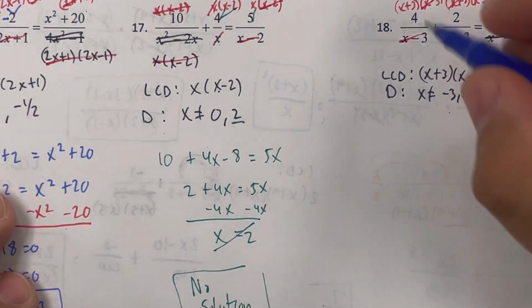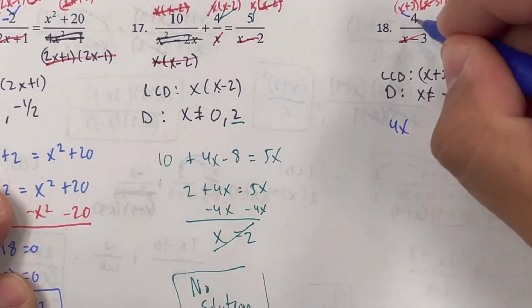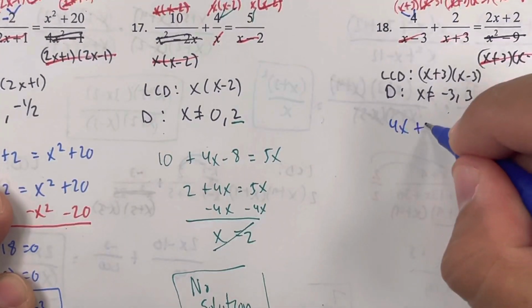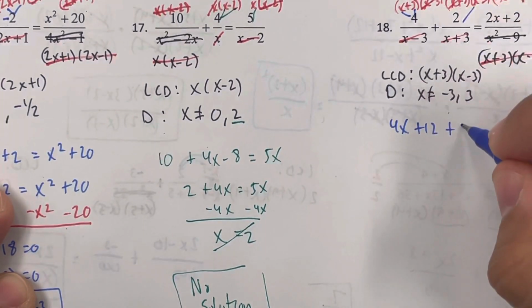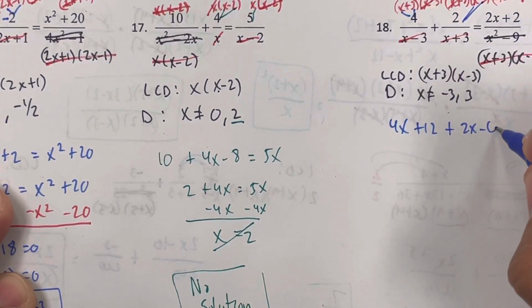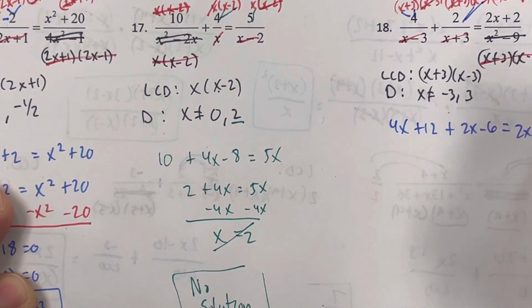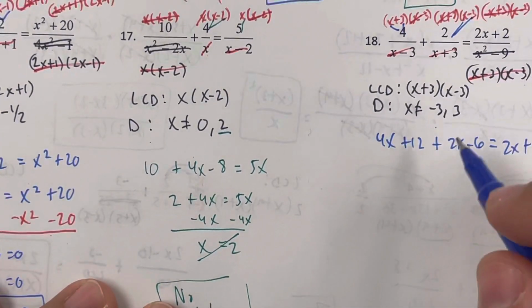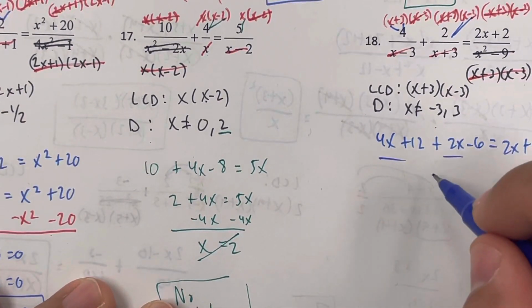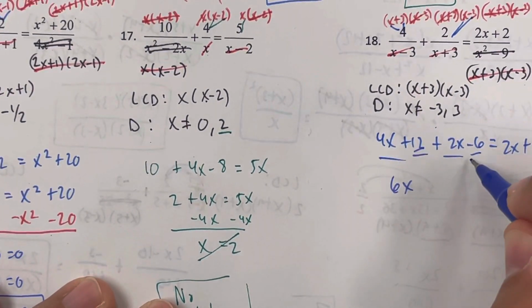So for this one, 4 times x is 4x. 4 times 3 is 12. 2 times x is 2x. 2 times negative 3 is negative 6. And then we have 2x plus 2. 4x plus 2x is 6x. 12 minus 6 is 6.